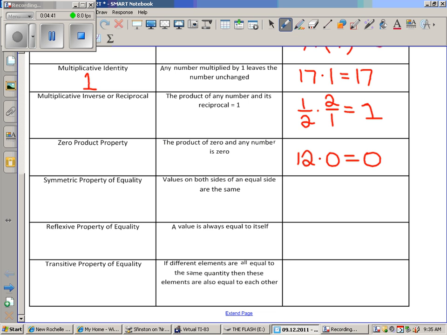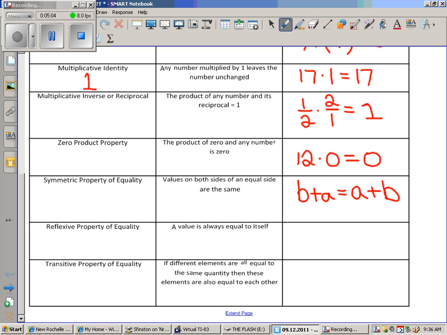The symmetric property. Values on both sides of an equal sign are the same. This one's a little weird, so I'm going to do this one with you. The symmetric property always looks like this. B plus A is the same thing as A plus B. And I know it kind of looks like the commutative property.